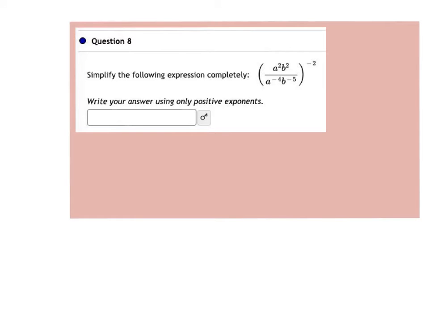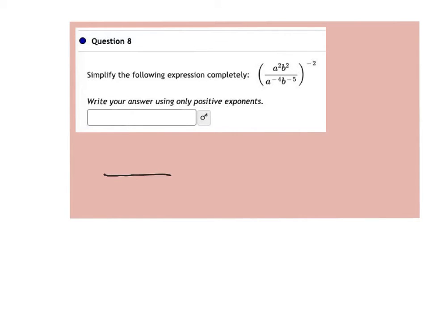Hello, Mr. Geiselhardt here. Now, there's a couple of different ways of doing this question. You can either do everything in the parentheses first and simplify this first, and then do the power of -2, or you can do the power of -2 to everything and then simplify. I'm going to choose to do the first part where I'm going to simplify what's in the parentheses first.